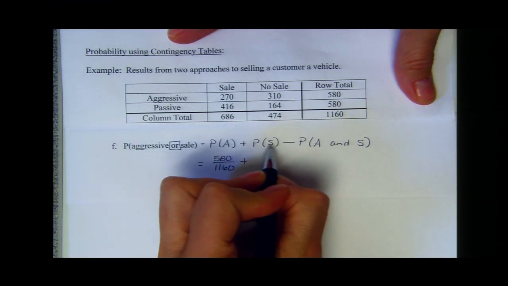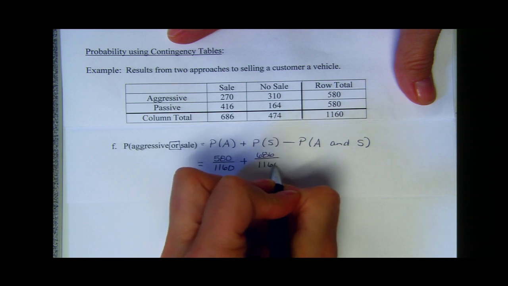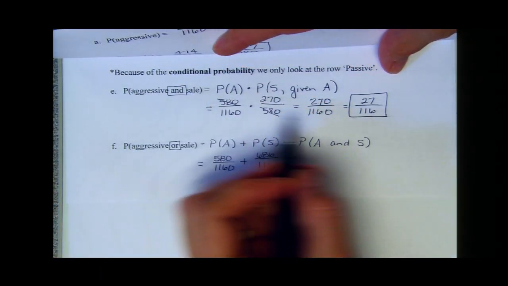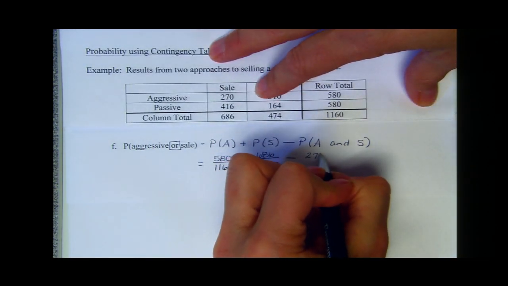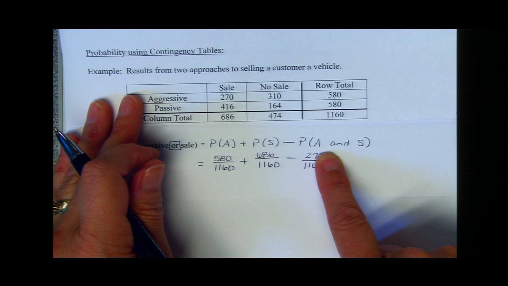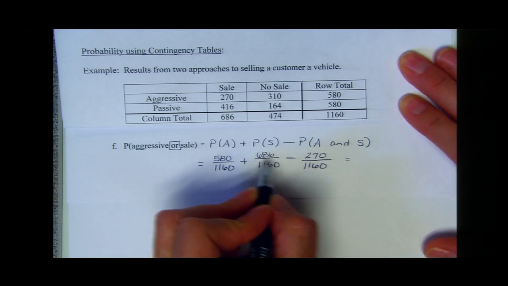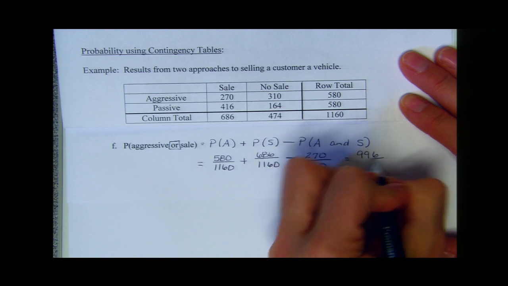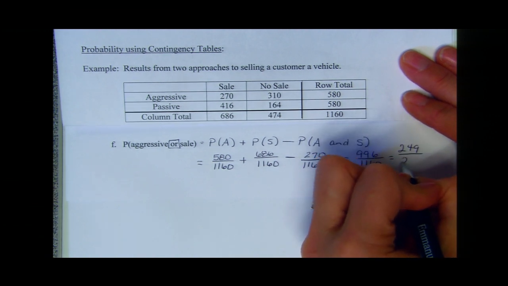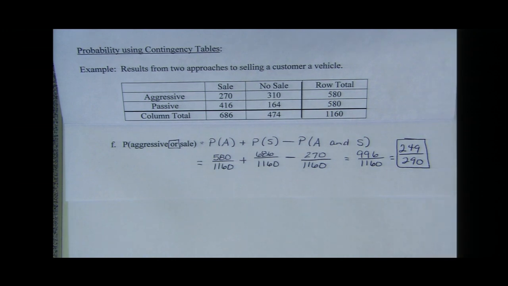All right, now what is the probability a sale is made? Well, here's sale. The total would be 686 over the 1160 minus the probability of aggressive and sale. Well, aggressive and sale is what we did in part E, and that was 270 over 1160. Now, since this is not zero, that tells me that these events are not mutually exclusive. It means they can occur together. So we have common denominators, so I do 580 plus 686 minus 270. We get 996 over 1,160, and that reduces to 249 over 290. And that completes Chapter 2 notes.